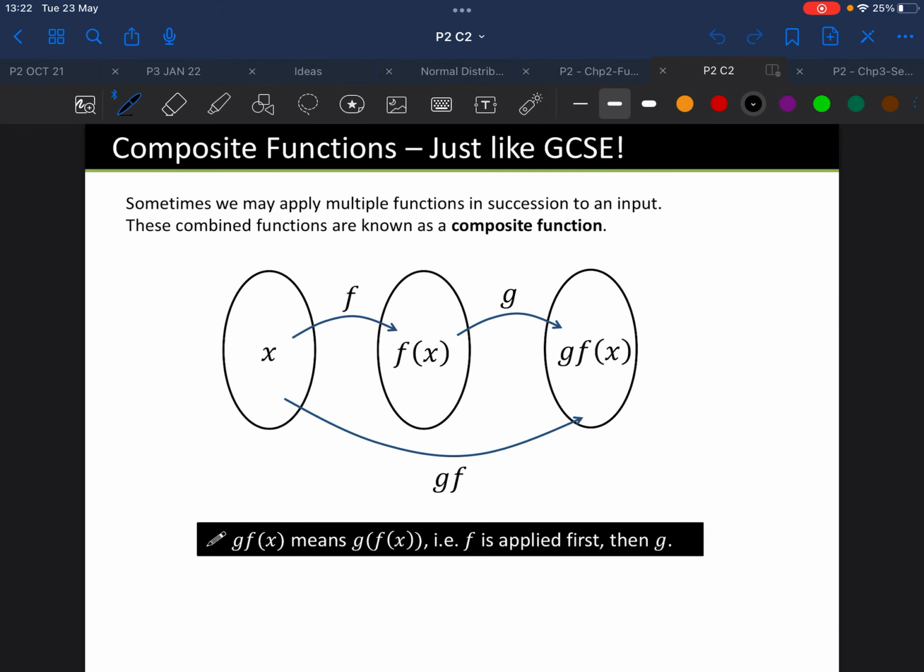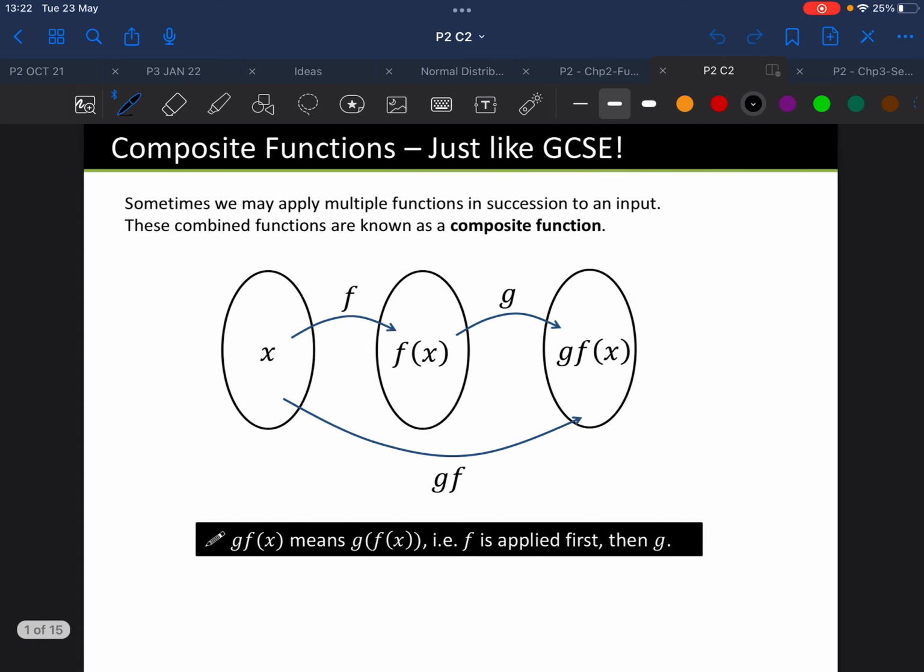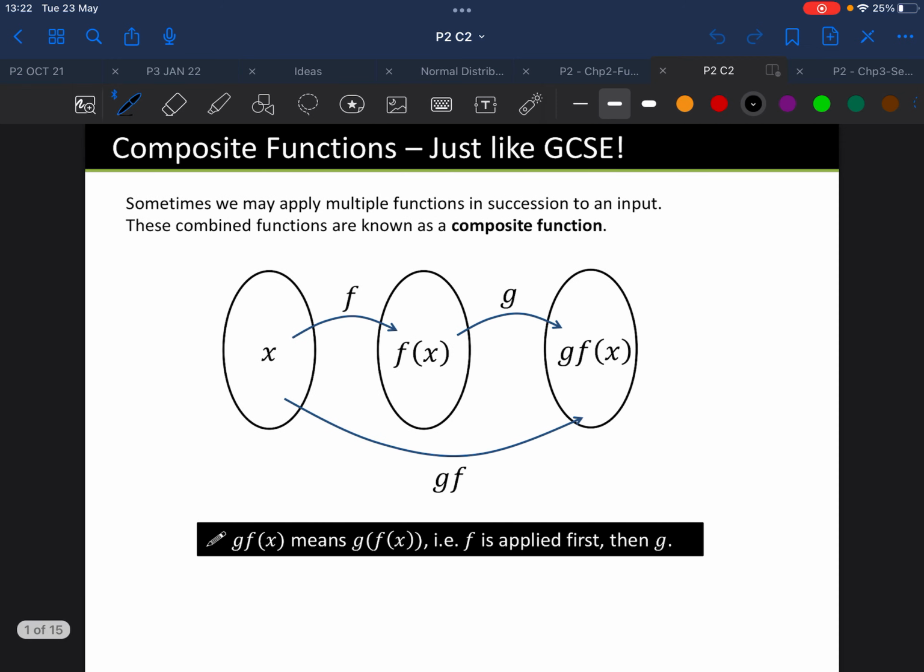Okay, this is the start of the functions chapter, chapter 2 in the Pure 2 book. So we're going to talk about composite functions. Composite functions, you have actually come across these before. It's sort of like a function within another function. So imagine this is one function and then there's another. Okay, we could write that as g f of x.